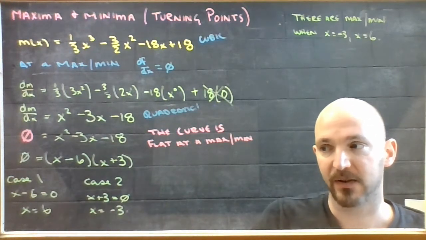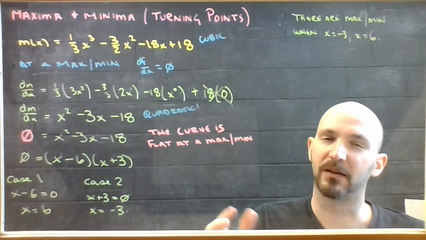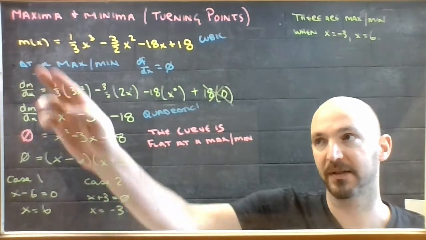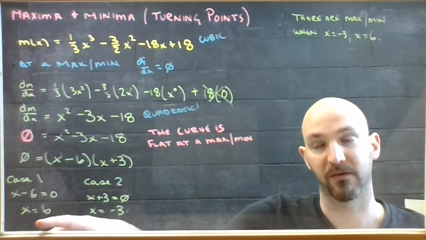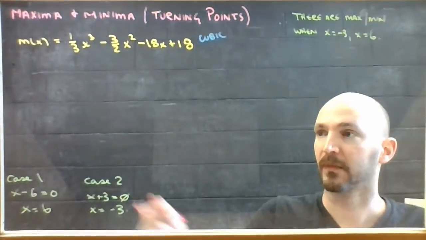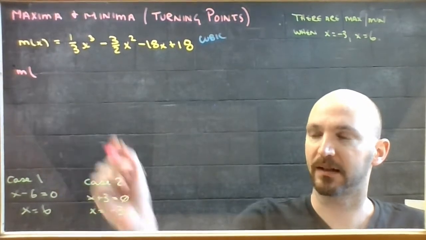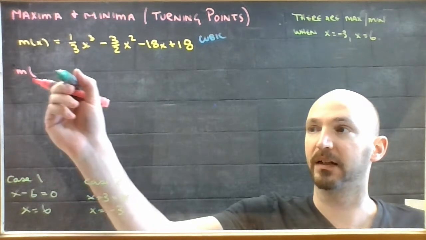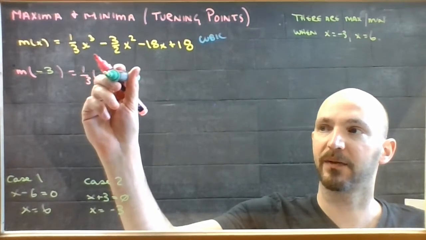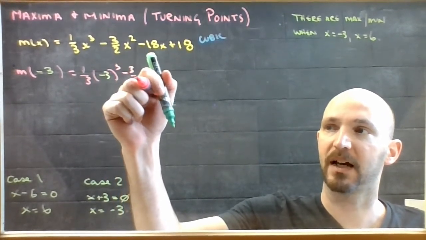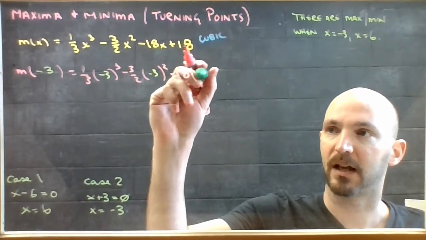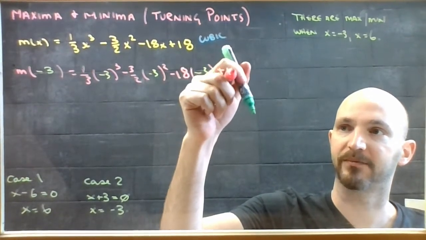So once I spit these values out, I'm going to have to get a y value, and the way you do that is take your x and plunk it into the original function. So I'm going to have to put this into m and get an answer, and then put this into m and get an answer. So I'm going to clean that off to do this. Alright, so m at negative 3 would be 1/3 of negative 3 cubed minus 3/2 of negative 3 squared minus 18 times negative 3 plus 18.